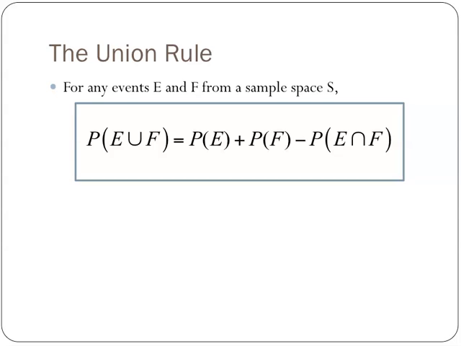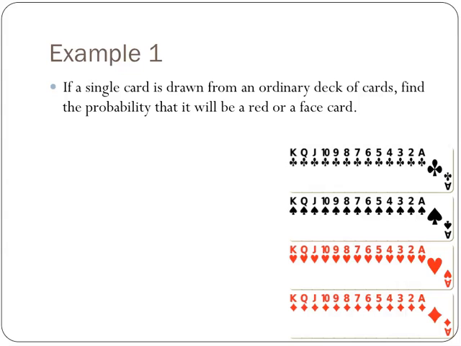So the probability of E plus the probability of F minus the part that you double counted, which is E intersected with F. Let's take a look at an example of this. If a single card is drawn from an ordinary deck of cards, find the probability that it will be a red or a face card.